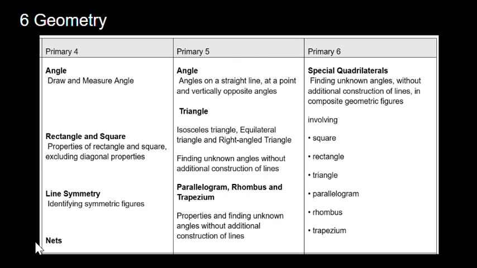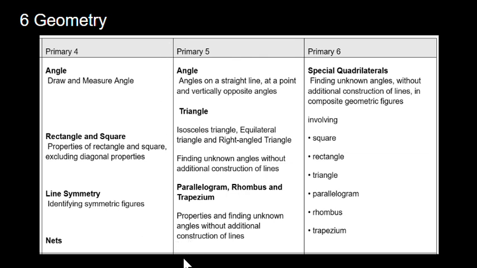In P5 they will continue to learn about angles. Just now they learned how to draw and measure. Now they learn things like: angles on a straight line add up to 180 degrees, angles at a point add up to 360 degrees, and vertically opposite angles are equal to each other. So they will learn things like that, and that's where they start off with triangles as well. So you learn what is an isosceles triangle, equilateral triangle, and right-angled triangle. Isosceles means two sides the same, equilateral means three sides the same, right-angled triangle means at one end is actually a right angle itself.